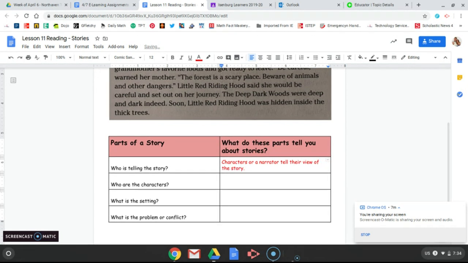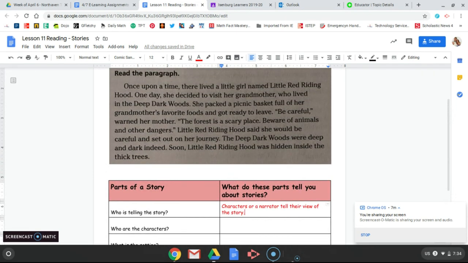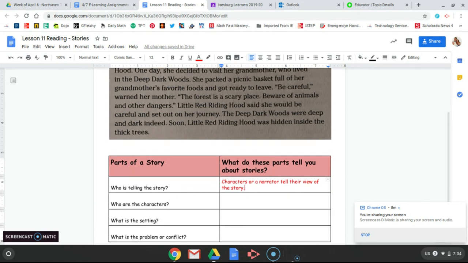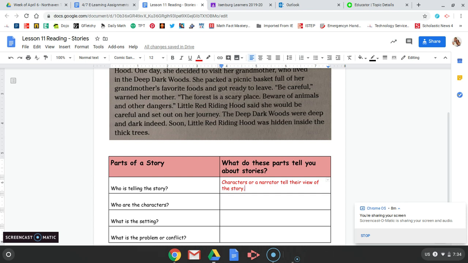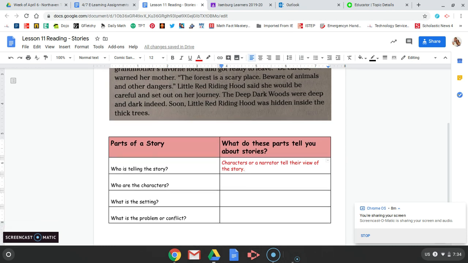So it's important to think about who is telling the story because you might be getting someone's side of the story. So this story is told by a narrator, and I can tell because it uses words like she and talks about Little Red Riding Hood using her name. So I can tell she's not telling the story. So that means we're getting the narrator's view of the story, which is usually they kind of see all parts of things. But if a character was telling the story, then we'd have to be careful because they might only be giving us their side of the story, and that can change how things are told.